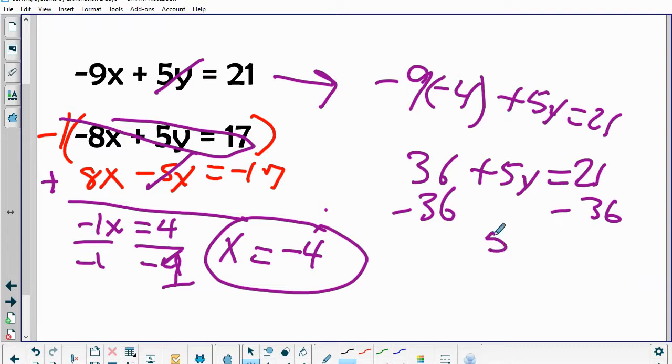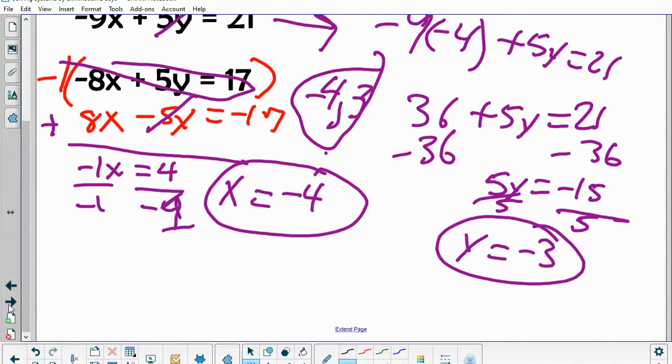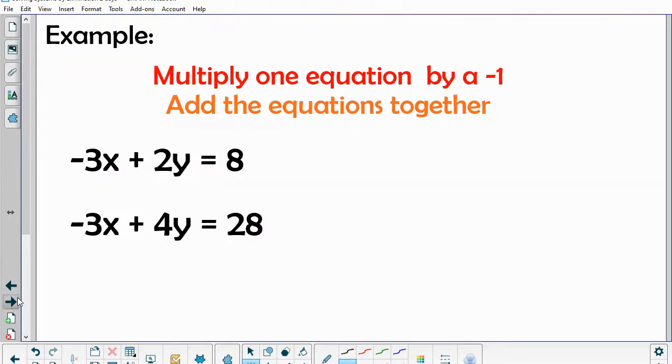So 5y equals negative 15. When I divide by 5, lo and behold, y equals negative 3. So there's my two values, negative 4, comma, negative 3. So there's my solution to those two equations. And this is where you end up having to multiply one of the equations by negative 1 to create a zero pair, and then do what we did on the first assignment to finish it out.